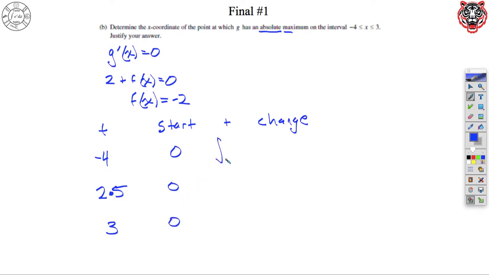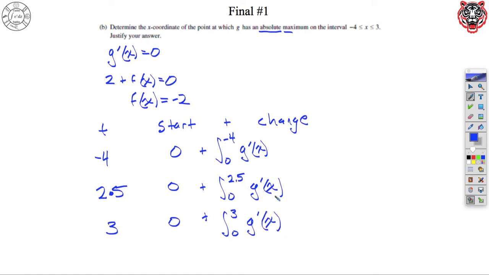Okay, the change, this guy's going to be fun. So it's going to be the integral between 0 and negative 4, so obviously we're going to want to switch those, of g prime of x. This thing is going to be yucky, but we'll deal with it in time. So it's going to be the integral between 0 and 2.5 of g prime of x, and the integral between 0 and 3 of g prime of x. All right, what is g prime of x? Again, it's the same thing that we found in the previous problem. It's 2 plus f of x.